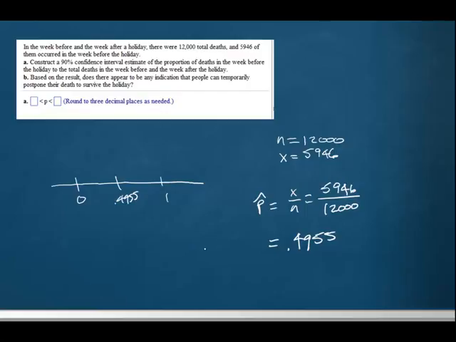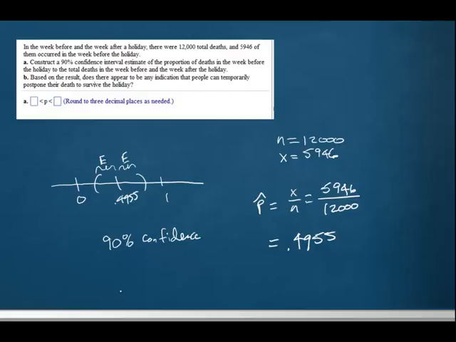What we're looking for is a 90% confidence interval estimate of the population proportion. So what we're going to do is we're going to subtract some from that and add some to that. What we add and subtract will be the margin of error, the same amount to the left and to the right. And this margin of error would be determined by our confidence level, which in this case is 90%.